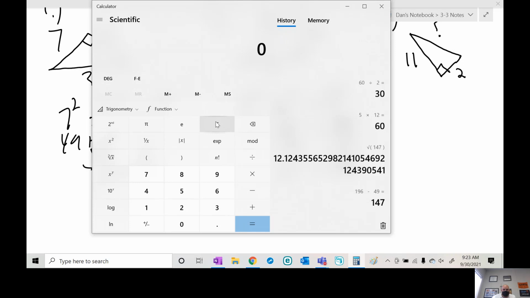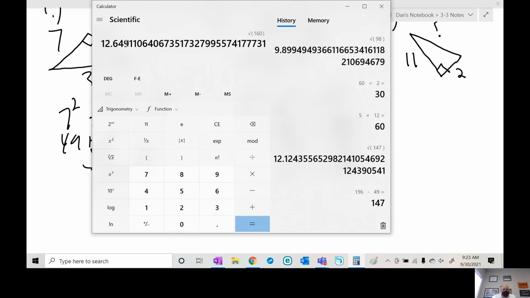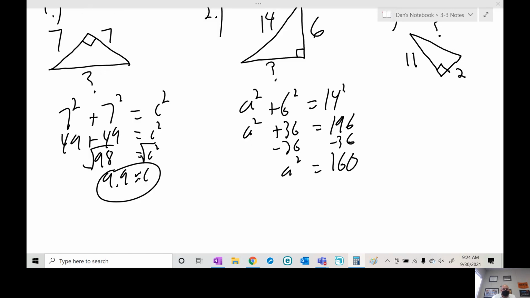And we take the square root of 160 to the nearest hundredth. That turns into 12.65. Oh, I forgot the square root. A is about 12.65.